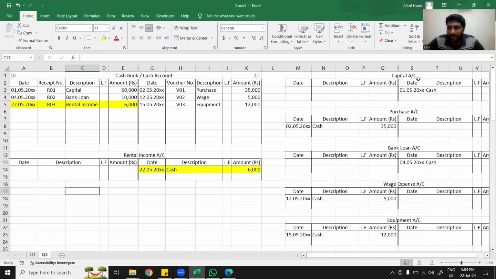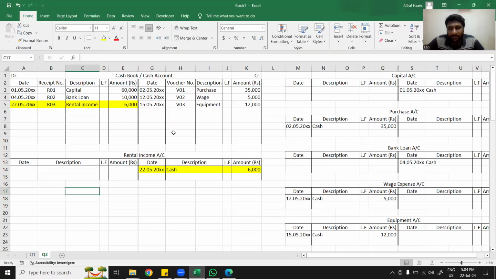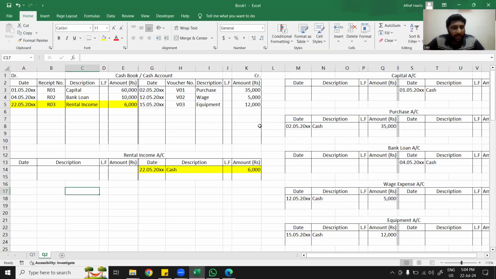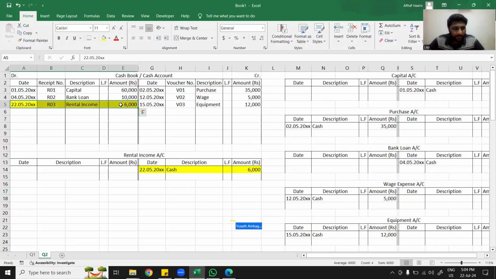Transaction number, seriously? Receipt 1, receipt 2, receipt 3, cash sales. Thank you.